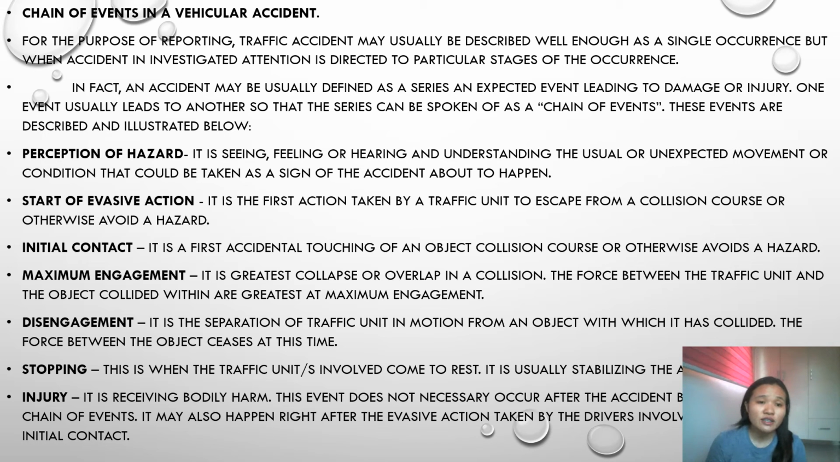Next, injury, it is receiving bodily harm. This event does not necessarily occur after the accident but within any of the chain of events. So, itong injury, nangyayari ito dito sa mga chain of events natin. Nagkaka-injury ka. It may also happen right after the evasive action taken by the drivers involved or during the initial contact. Siyempre, hindi naman maiiwasan na magkaroon ng injury once na nagkaroon ng aksidente.